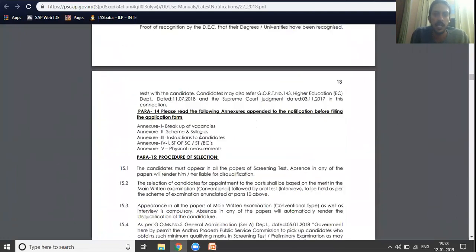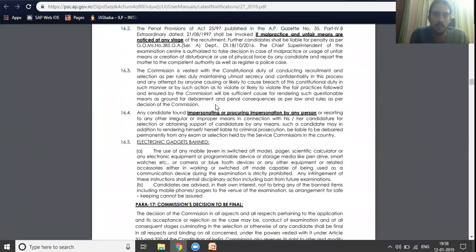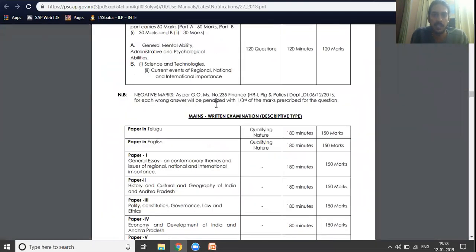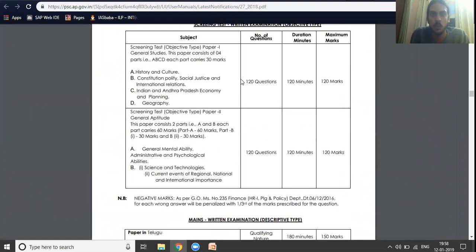Right, and then getting into the syllabus part, which is the most important, we'll see that there's a difference. And we'll try to understand what that difference is. As we are able to see, we have two parts. Part A is split into A, B, C, D with 120 questions, and so is part B, right? With 120 minutes each, and the total marks would be 120 plus 120, 240. So part A would be history and culture, followed by constitution, social justice, international relations, IR, geography, economy of India and AP. And this would be geography of AP and India.